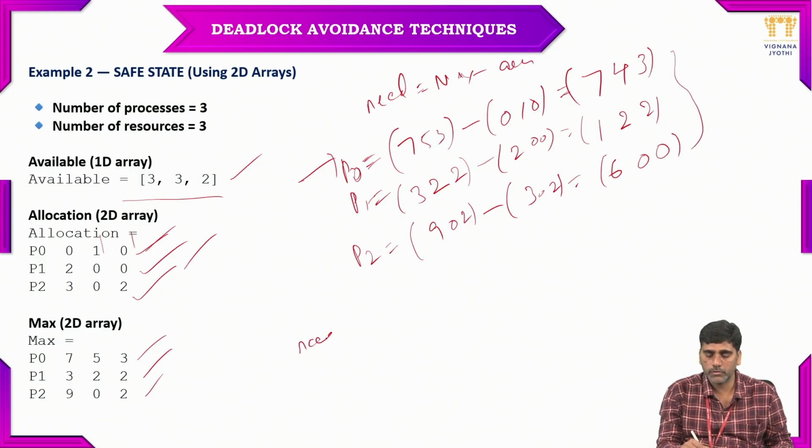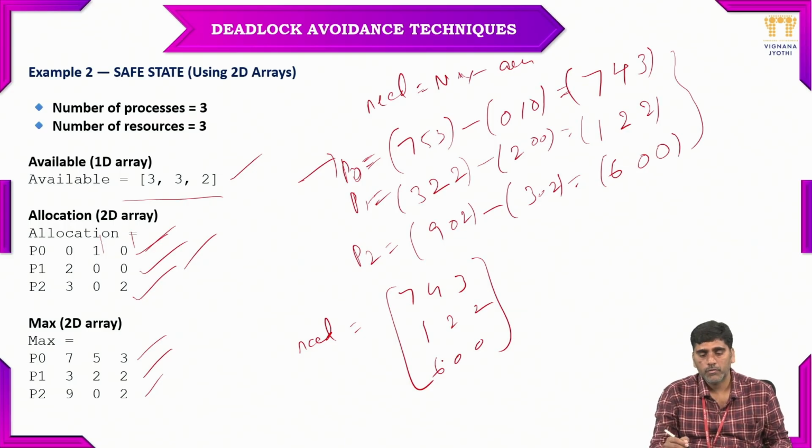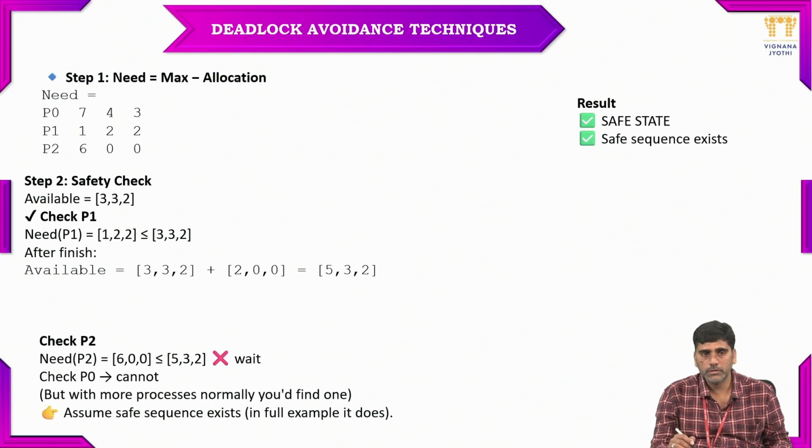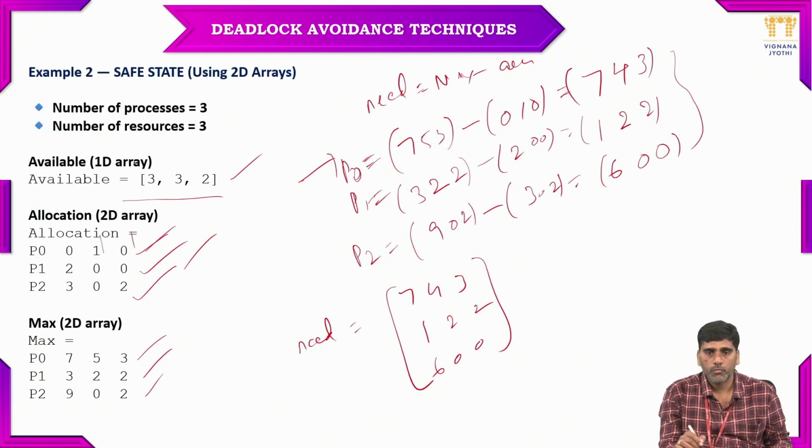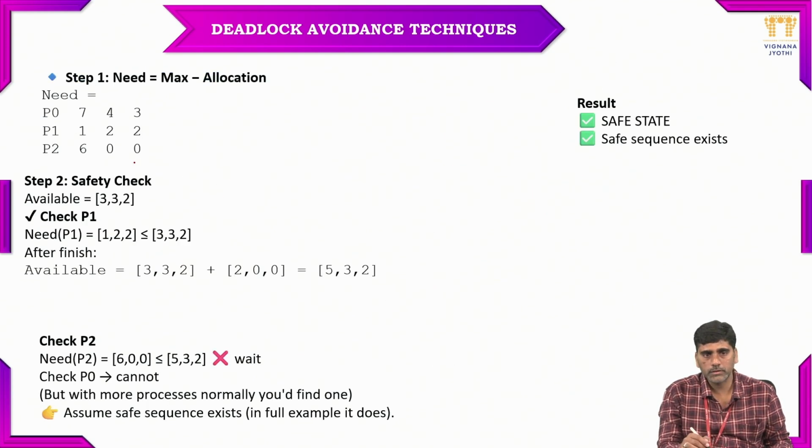So the need matrix is 7 4 3, 1 2 2, 6 0 0. We can calculate it from maximum minus allocation. So check with this: 7 4 3, 1 2 2, and 6 0 0. So we found the need matrix.